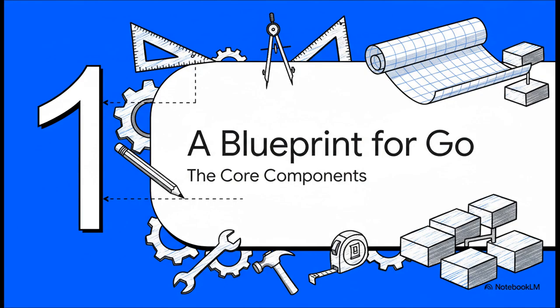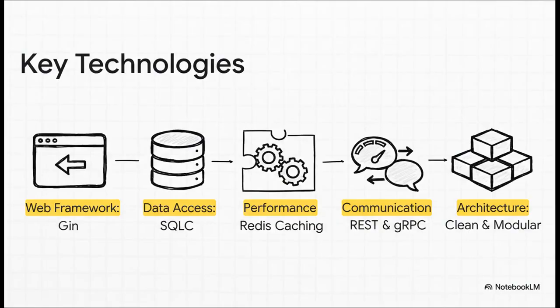Okay, let's dive in. First up, what are the fundamental pieces, the tools and materials that actually make up this blueprint? So the project uses a really solid stack. You've got Gin for the web framework, sqlc for type-safe database queries, Redis for caching. They even use gRPC for internal communication. But listen, the specific tools, they're only part of the story. The real magic, the secret sauce, is how they're all put together into this super clean, modular, and repeatable structure.